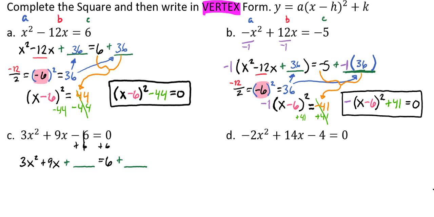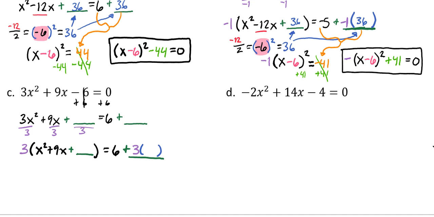Notice that we have a 3 as our A value. So we're going to need to factor out a 3. So we're going to divide these by 3. So we're going to have 3 and then x squared plus 9x. We still have our plus leave a space equals 6 plus, now remember we factored out a 3. So our 3 needs to go in our plus leave a space ready to be multiplied.